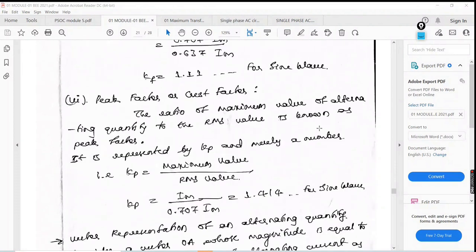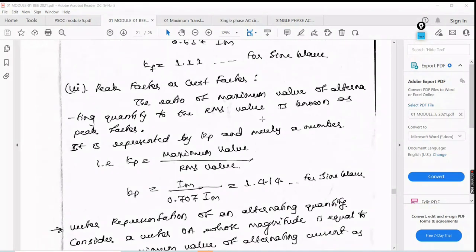Next, peak factor. Already you know the representation of the sinusoidal waveform. This is your sinusoidal waveform, which has its peak value at 90 degrees. If it is a voltage, then it is Vm. If it is a current, Im.